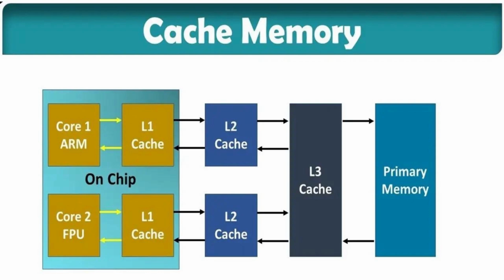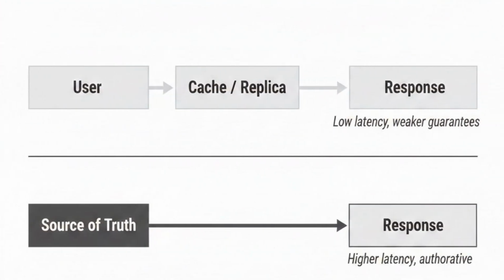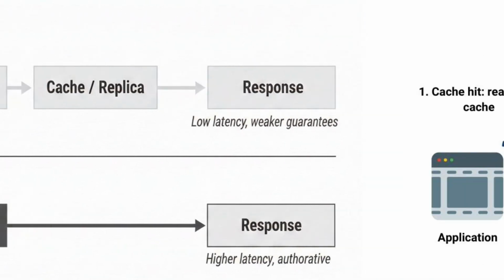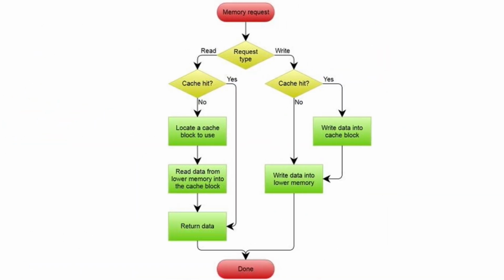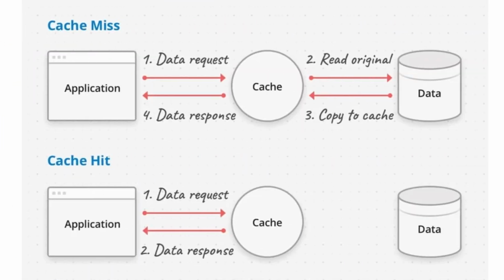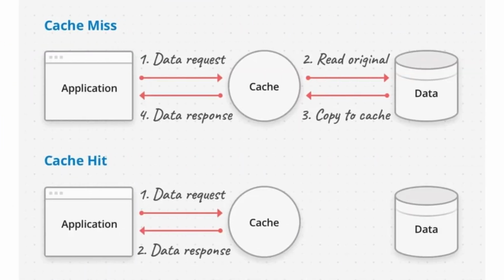That's where cache memory comes in. Cache acts like a shortcut. Instead of going to RAM again and again, the CPU first checks cache memory. If the required data is found in cache, it is called a cache hit. If the data is not found, it is called a cache miss, and then the CPU goes to RAM. This process helps reduce delay and improves performance.